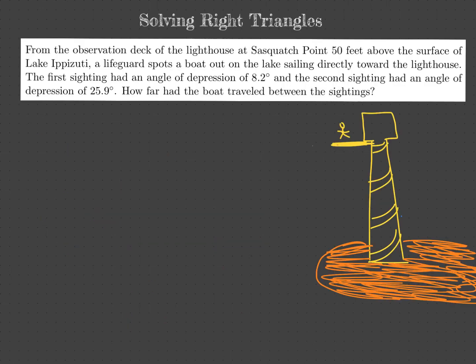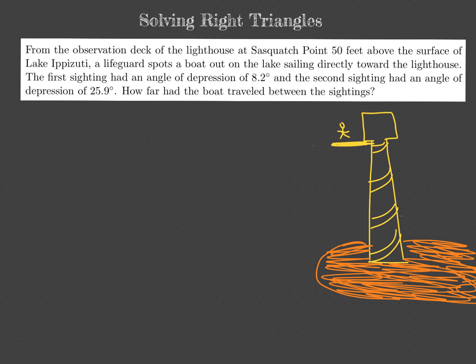Here's our last example, and definitely the most challenging. From the observation deck of a lighthouse at Sasquatch Point, 50 feet above the surface of the lake, a lifeguard spots a boat out on the lake sailing directly towards the lighthouse. The first sighting had an angle of depression, so we're going down from the lifeguard, of 8.2 degrees, and the second sighting had an angle of depression of 25.9 degrees. How far had the boat traveled between the sightings?